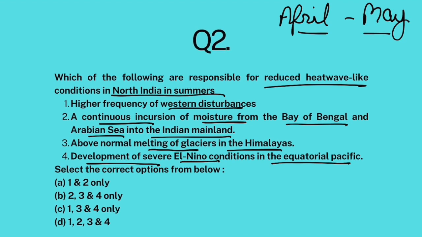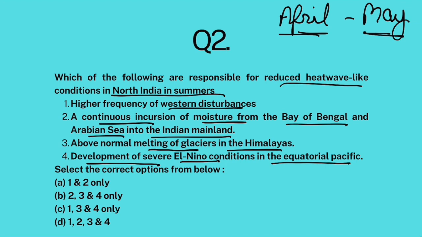But what actually happened was that both April and May saw temperatures which were below the normal. They were unusually cooler than normal. Normally, the months of April and May are unusually hot in North India, but they saw cooler temperatures this time. Reduced heat wave like conditions were there during this time. So what are the reasons behind that?